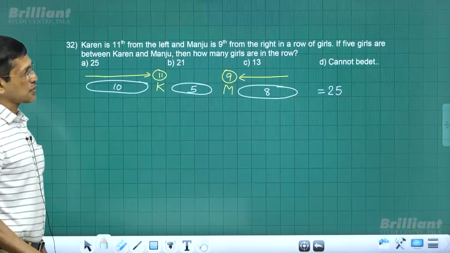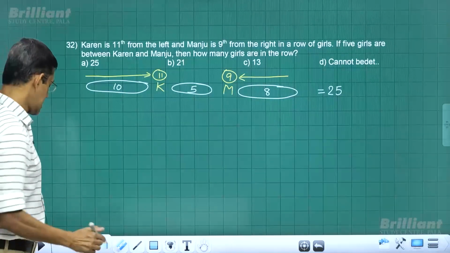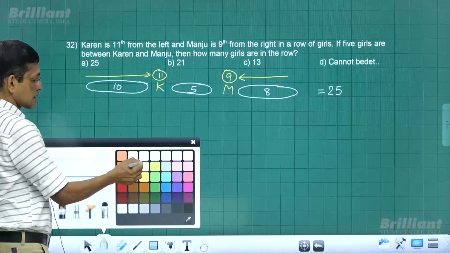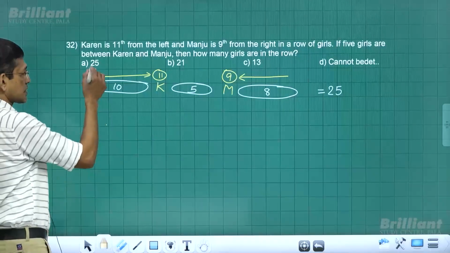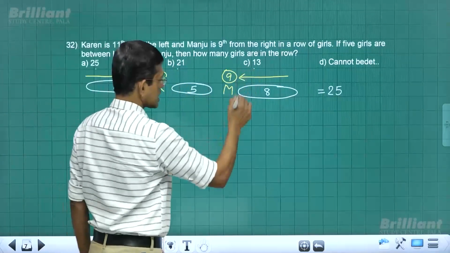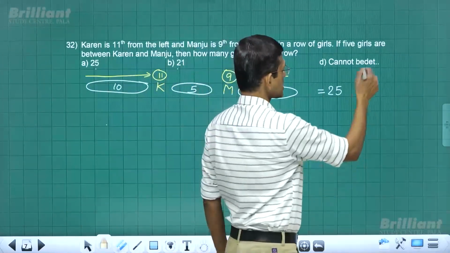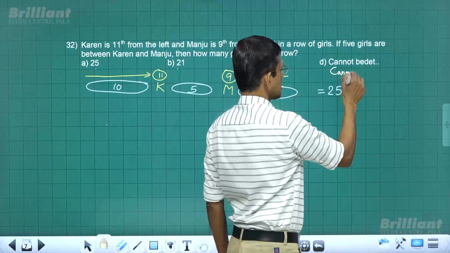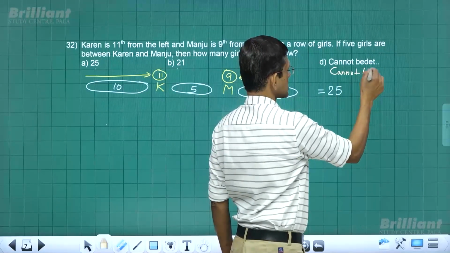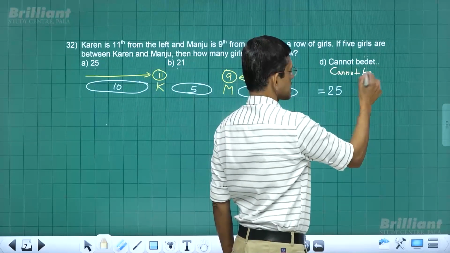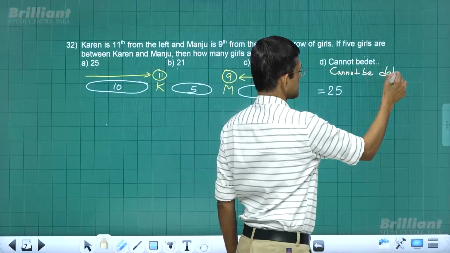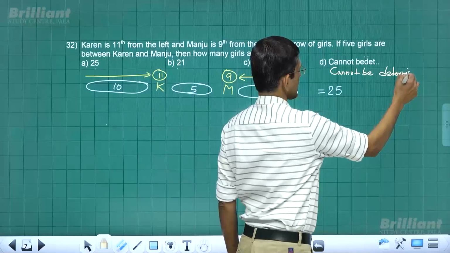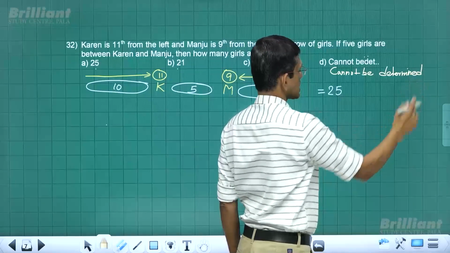But before you finalize the answer, just look at the other answer choices as well. So 25, 21, 13, and we have an answer choice "cannot be determined." There is a space in between. It's supposed to be a space in between. Cannot be determined. So if we have cannot be determined, what does that indicate?